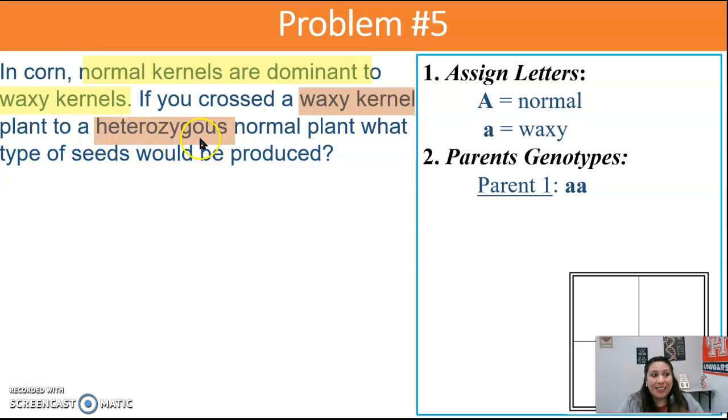Now, the second parent is heterozygous. Since they're heterozygous, I know that means different, I'm going to type it in as 2 different letters. By that, I mean a capital and a lowercase. So this is what my combination would look like.